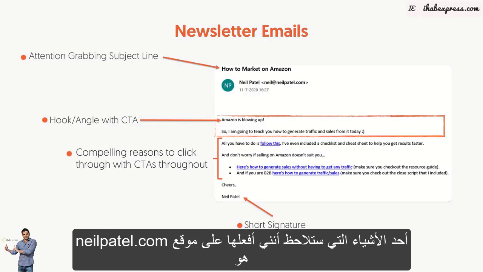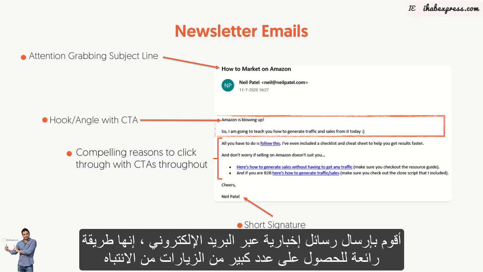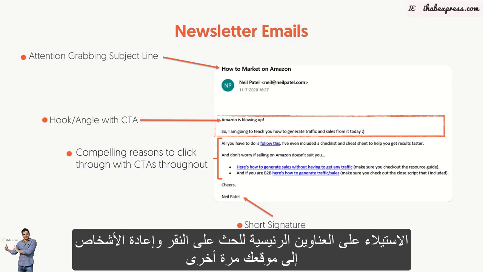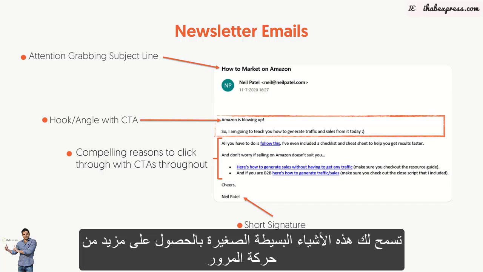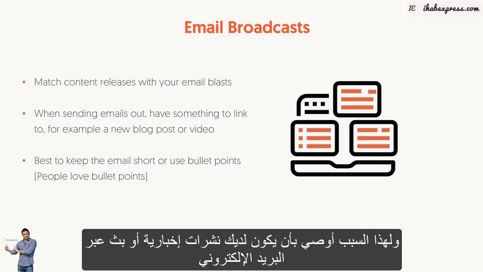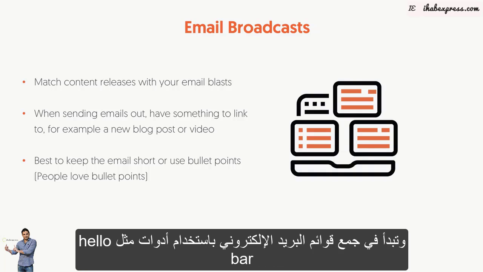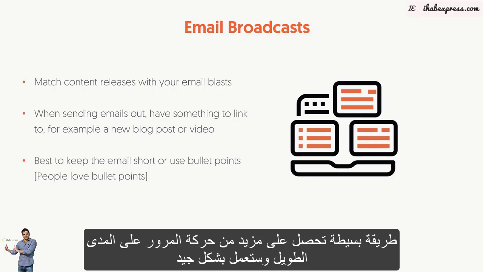Now, one thing that you'll notice that I do on neilpatel.com is I do email newsletters. It's a great way to get a ton of traffic, from attention-grabbing headlines to CTAs to click and get people back over to your site, to creating compelling reasons for people to click through. These little simple things allow you to get more traffic. And that's why I recommend that you have your own email newsletters or broadcasts, and you start collecting email lists using tools like HelloBar. A simple way to get you more traffic in the long run, and it'll work well.